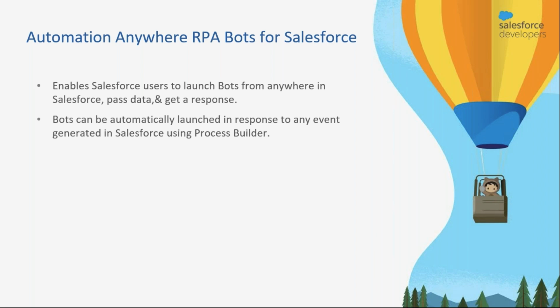Now, let's see how the bots work. First, I would like to show you the Automation Anywhere RPA bots for Salesforce. Here, it enables Salesforce users to launch the bots from anywhere in Salesforce, pass the data from Salesforce to the Automation Anywhere bot, and then get the response. Also, these bots can be automatically launched in response to any event generated in Salesforce using the Process Builder.